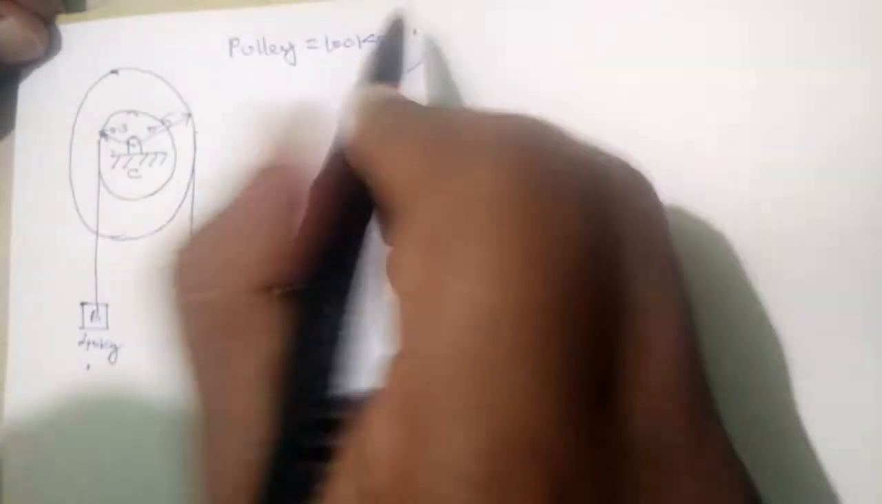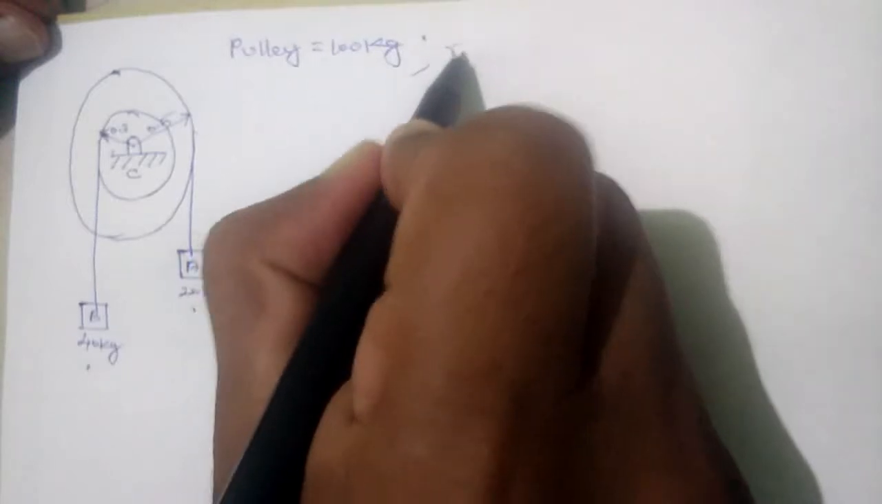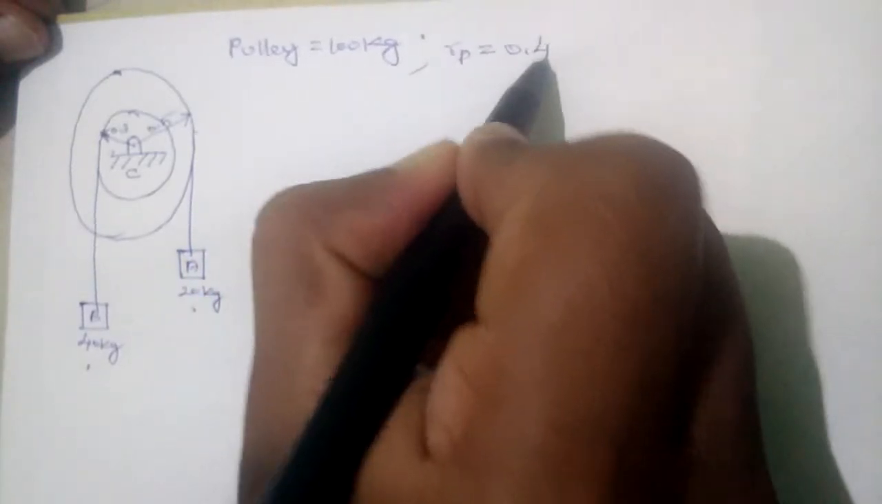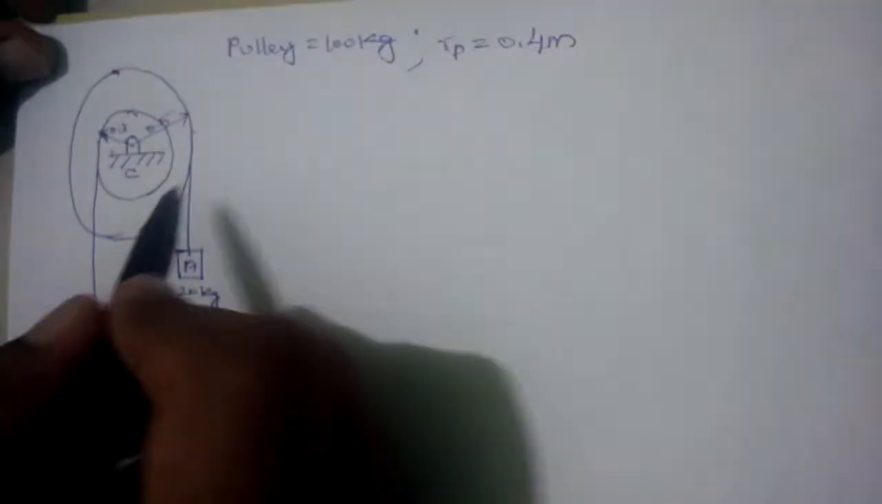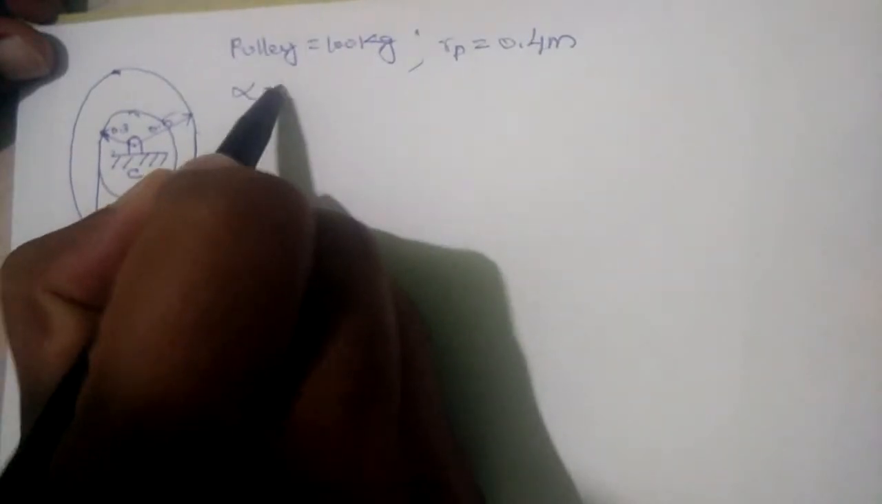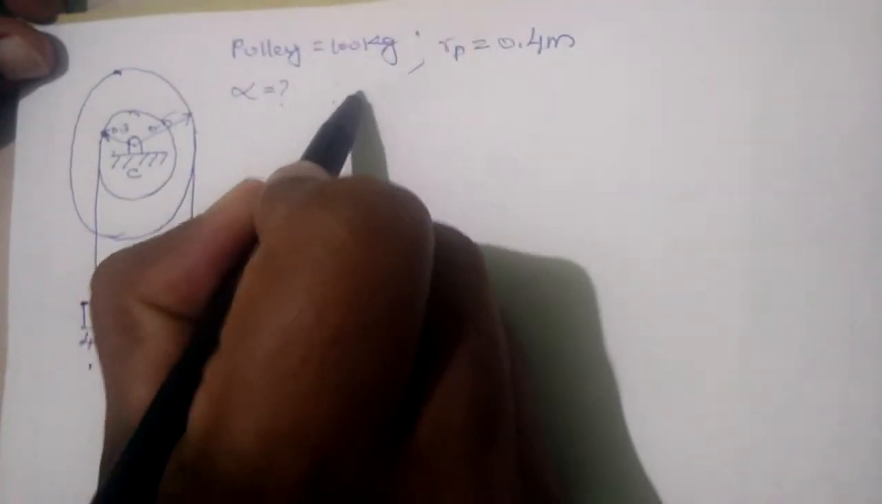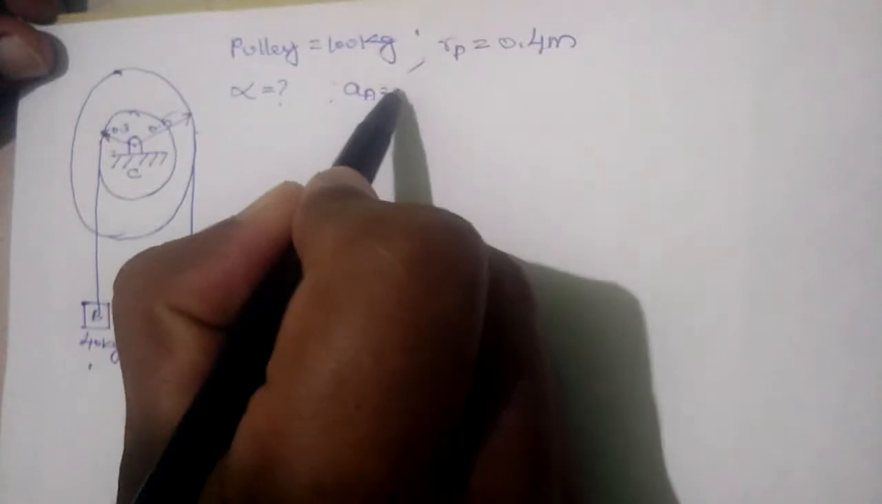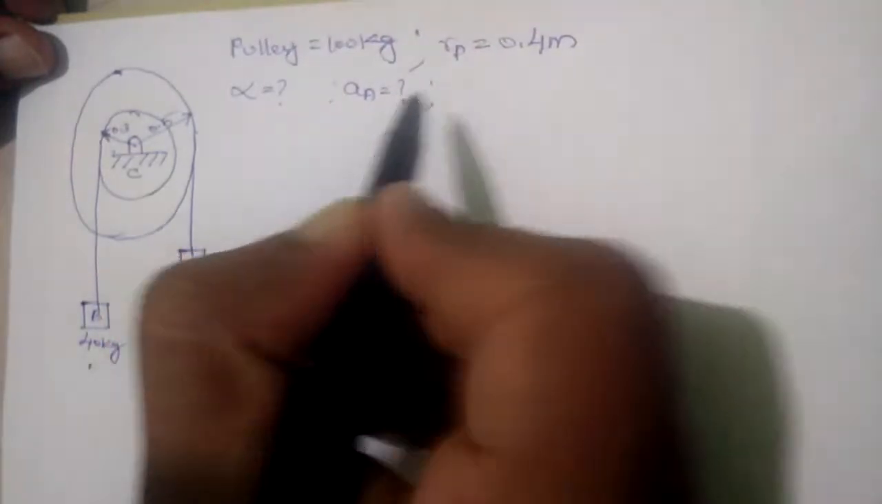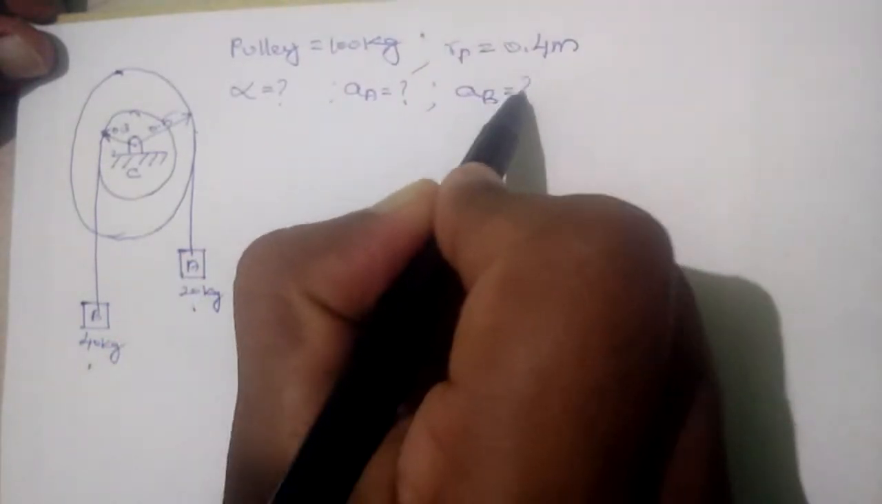and the radius of gyration of the pulley is 0.4 meter. We need to find the angular acceleration of the pulley, the linear acceleration of cylinder A, and the linear acceleration of cylinder B.